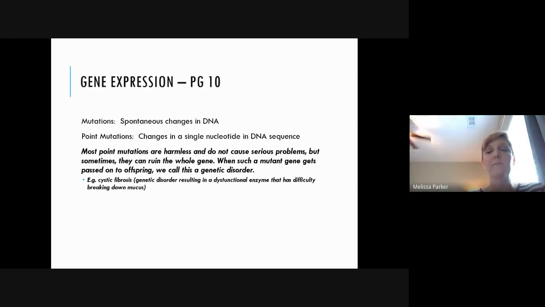So for example, cystic fibrosis, right? That's a genetic disorder resulting in a dysfunctional enzyme that has difficulty in breaking down mucus. So we have an enzyme that helps to break down the mucus in our body. And without it, the mucus becomes very viscous, which means thick and hard to clear out. And so the little alveoli in our lungs will have blockages, and so gas exchange can be an issue. Also, we have mucus membranes in our nose and in our stomach and in our reproductive tracts, and that mucus gets very thick there. So it affects our digestion and it can even affect fertility or reproduction.